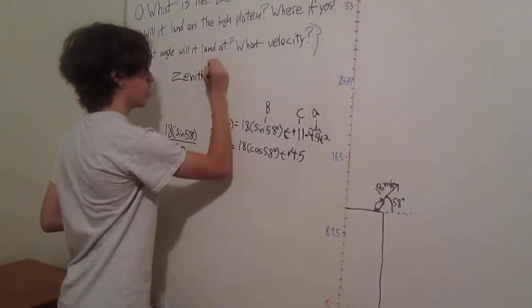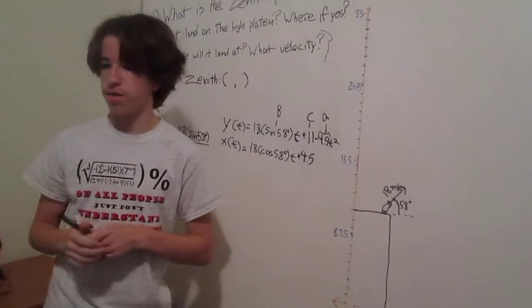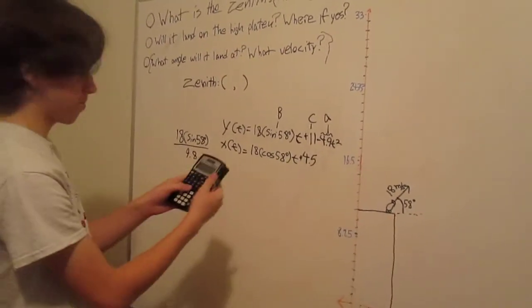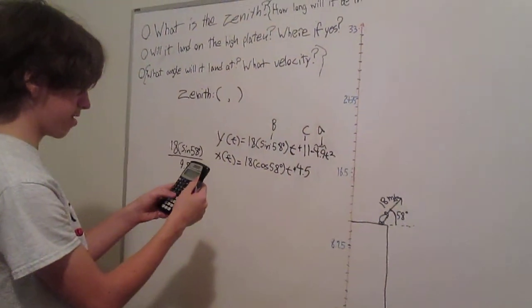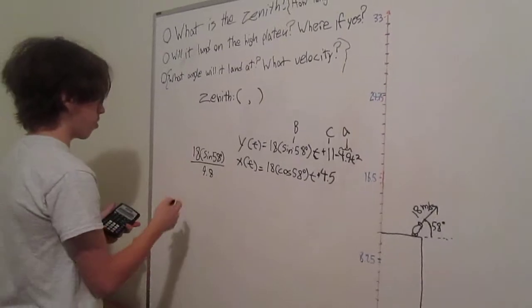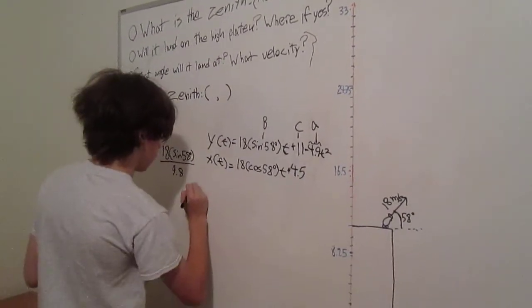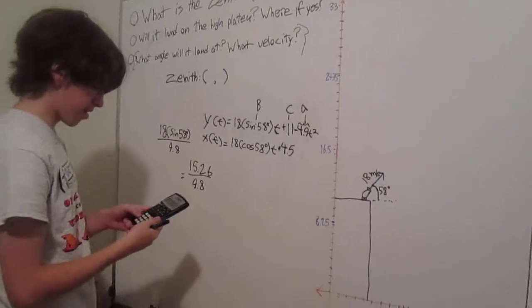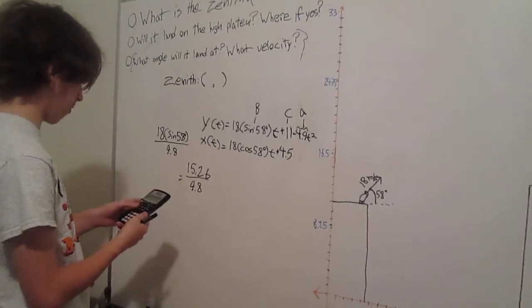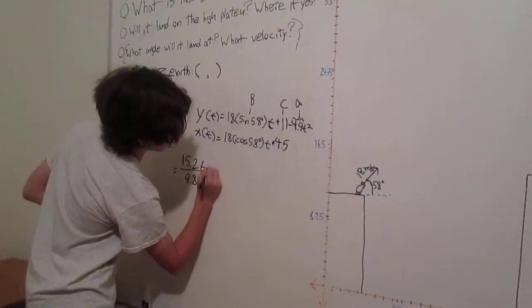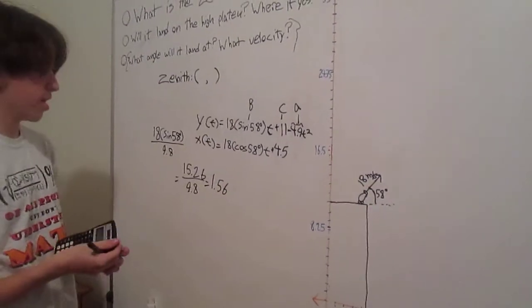So our zenith, and I'd have to have a calculator for this, which I will get. Okay, so 18, doing it here, times the sine of 58 is equal to about 15.26. So this is approximately equal to, let's see, 15.26 over 9.8. And then if we simplify that, 15.26 divided by 9.8 is about 1.56. 1.56 seconds is what's going in there.